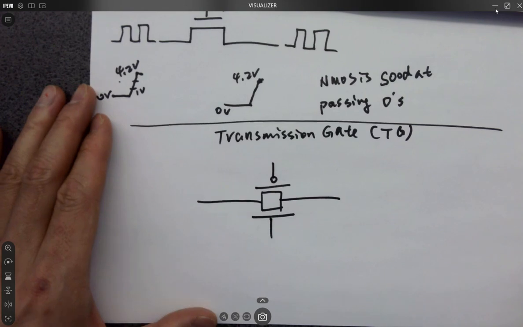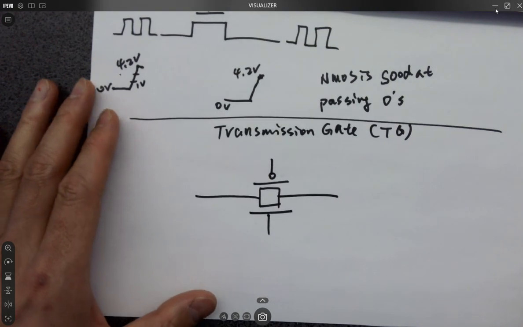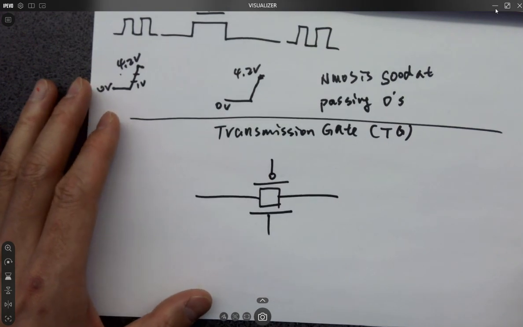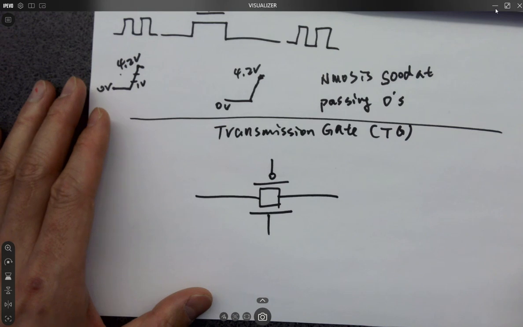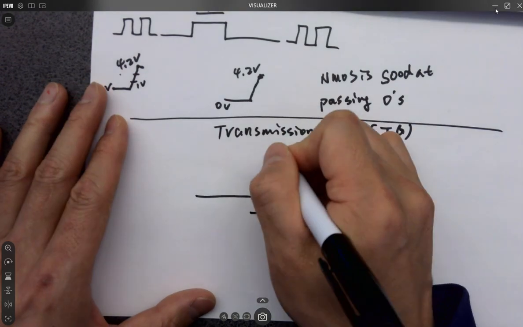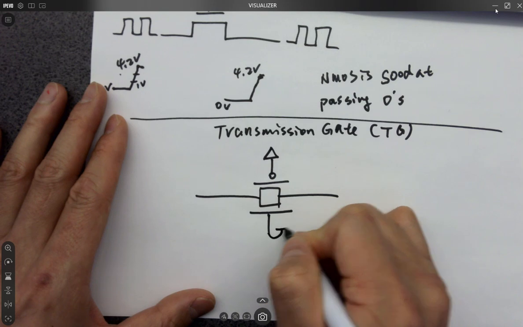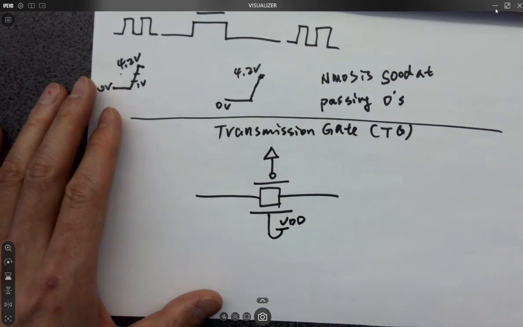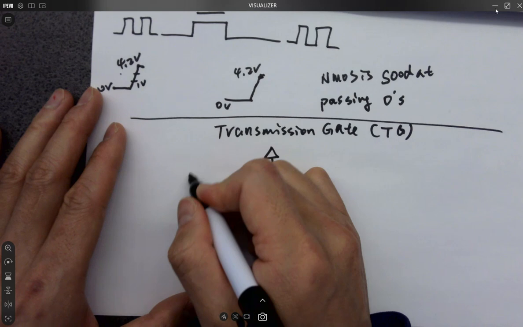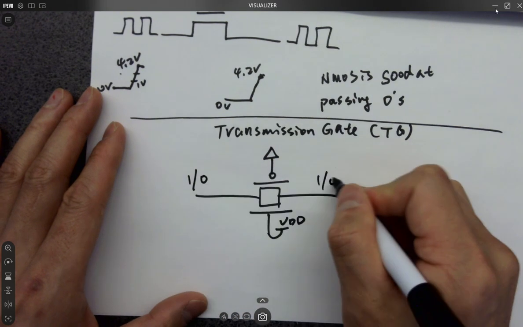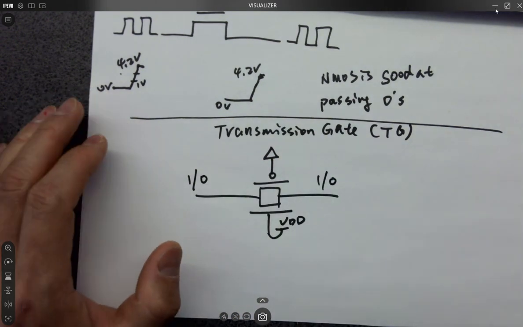It's like this. It has the NMOS and the PMOS. On the top is the PMOS, on the bottom is the NMOS. You want to short this one to ground, and you want to connect this one to VDD at the same time. In that case, this is able to pass both ones and zeros without any issues.